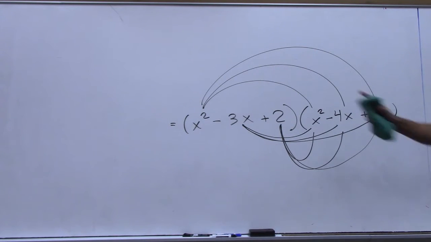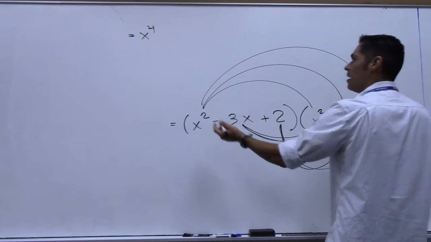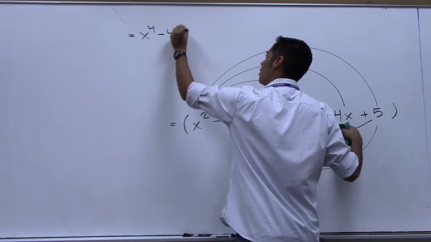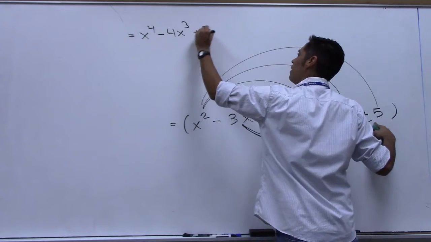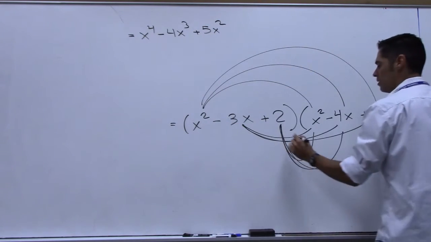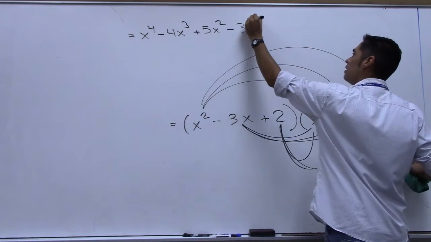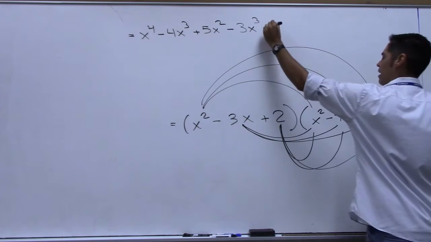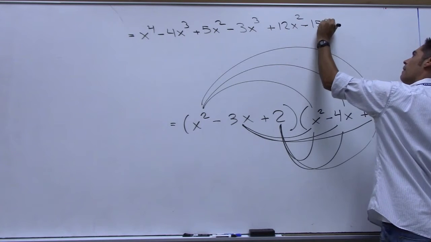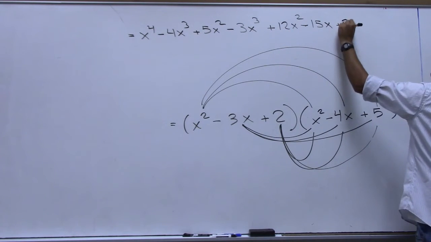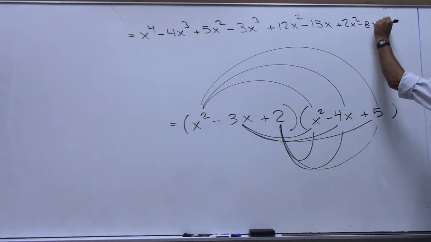So what do we get? x squared times x squared, x to the 4th. Next one, x squared times negative 4x is negative 4x cubed. x squared times 5 is 5x squared. Negative 3x, minus 15x, plus 2x squared. It's a mess. 9 things, right? 12x squared minus 15x plus 2x squared minus 8x plus 10.